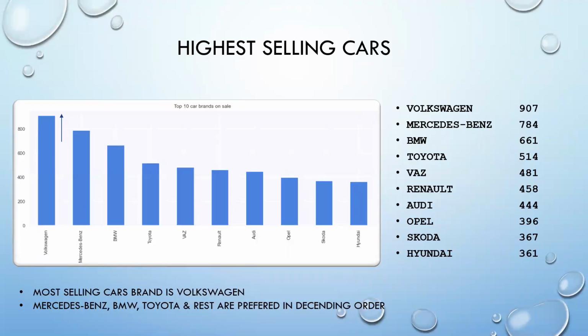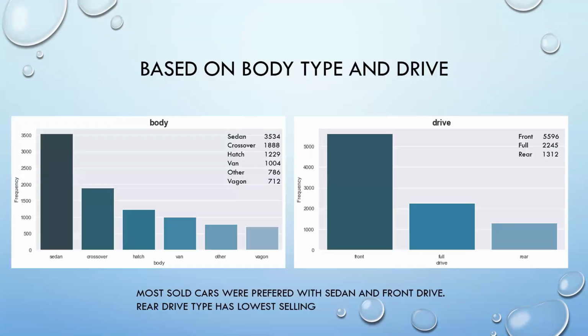For highest sales in the total scenario, we can see that the most selling car was Volkswagen, followed by Mercedes-Benz, BMW, and Toyota. Based on body and drive type, the sedan was the most selling car, and in drive type, front drive was the most sold. In the same context, wagon was the least sold, and rear was the least sold in drive type. So a combination of sedan body type and front drive type can be a best option for selling.